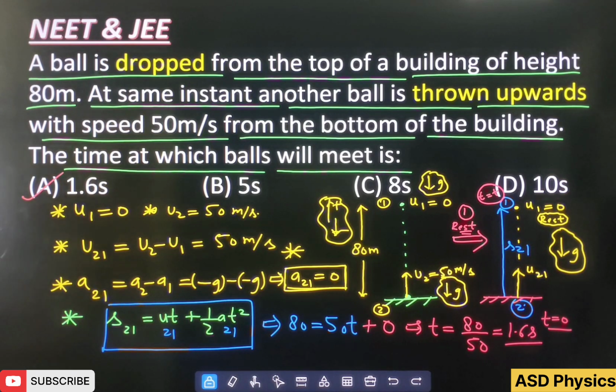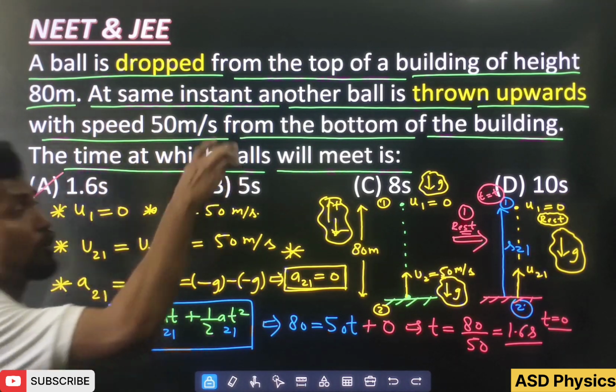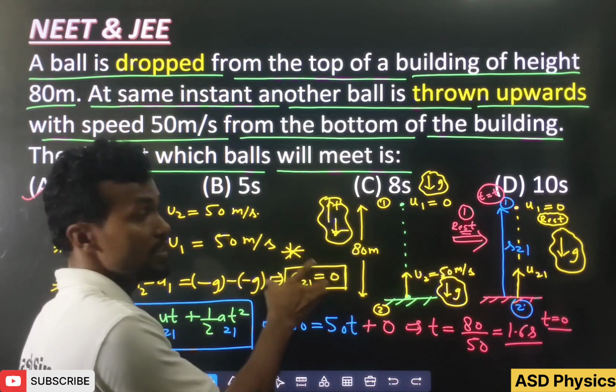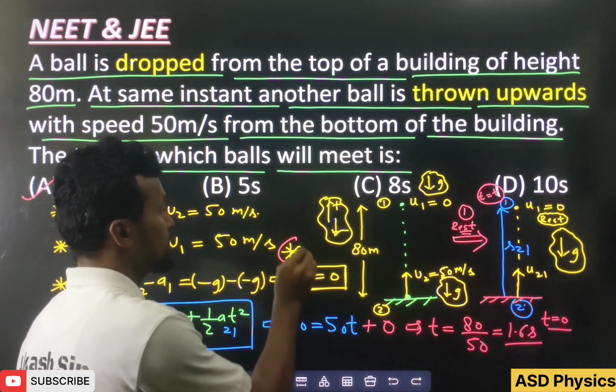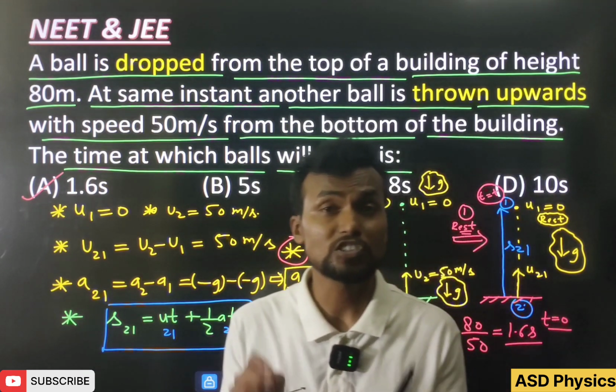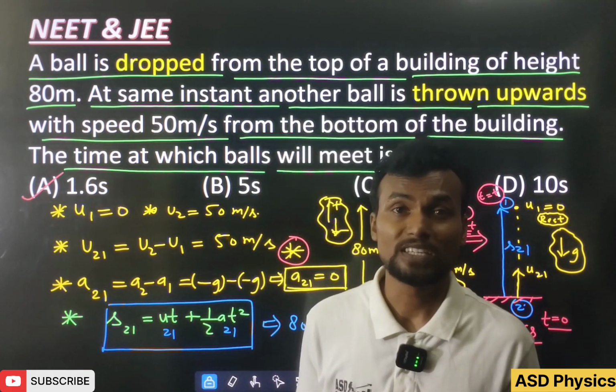In this question we have understood very well that for motion under gravity, the relative acceleration will always be 0. Very, very important, students. I hope this video of the relative velocity concept and questions is very clear to you.